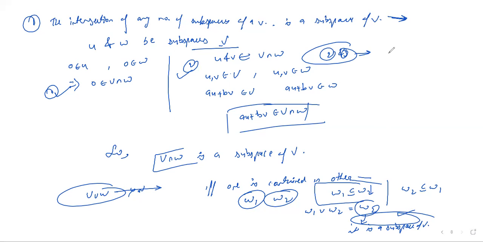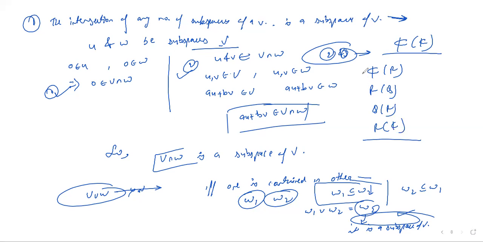Okay. Now let's say I have the vector space complex over complex. Then I have other vector spaces: complex over real, real over rational, rational over real, and real over complex. Which one of the following is a subspace of this vector space, complex over complex?